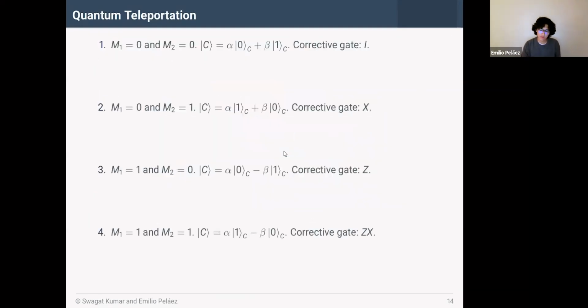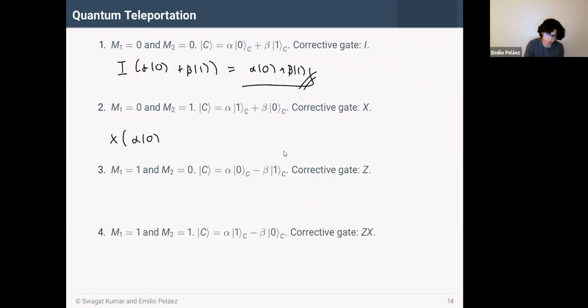So let's just do it. As I said, we just apply that identity if we got 0, 0. So that identity doesn't do anything. So we're just going to end up with alpha 0 plus beta 1, which is already the state we wanted to send. If we got 0, 1, we apply an X gate to the state we measured, which is alpha 1 plus beta 0, which we just flip, and we got the state we wanted to teleport.